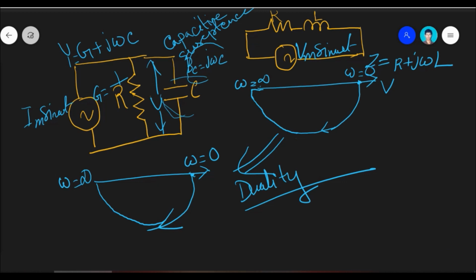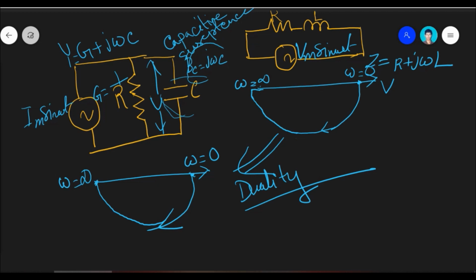Capacitive susceptance will increase, and as capacitive susceptance increases, the value of V will decrease, and accordingly V will start lagging your current phasor by an angle. When you make omega equal to infinity, the capacitive susceptance will behave like a complete short circuit, which will result in the magnitude of this V being equal to 0.